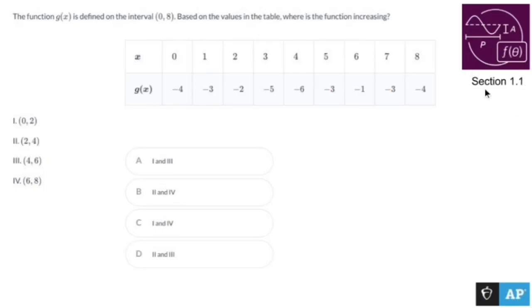Random AP Precalculus problem from section 1.1. The function g of x is defined on the interval 0, 8, like so. Based on the values in the table, where is the function increasing? Now, the function increasing just means that if you have a picture, it's going to go up and to the right. It has nothing to do with concavity. So we only care about where this function is increasing.